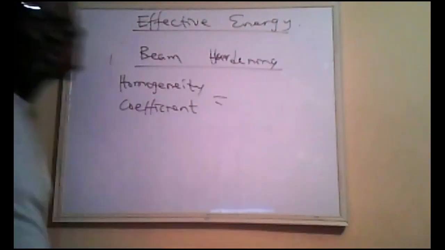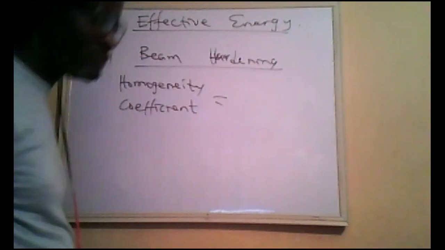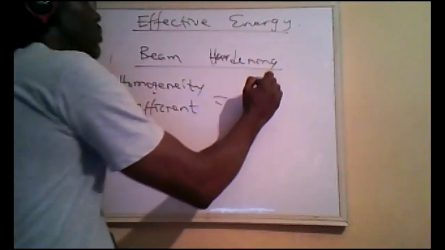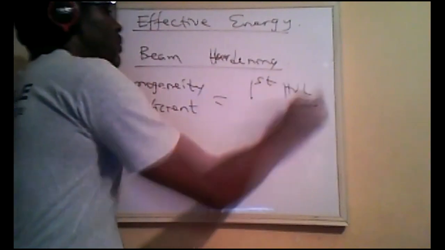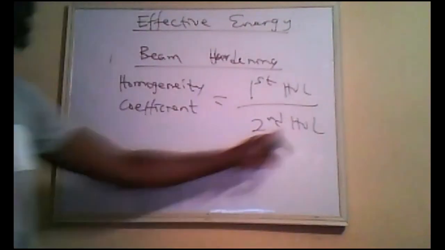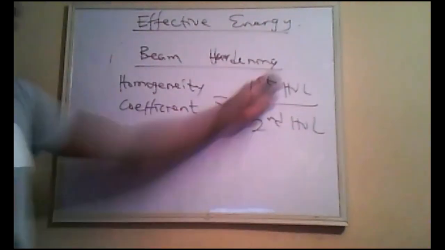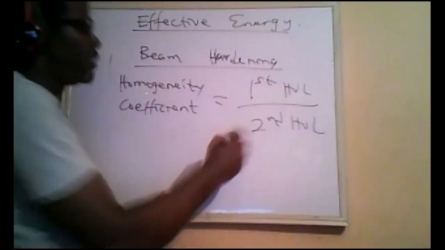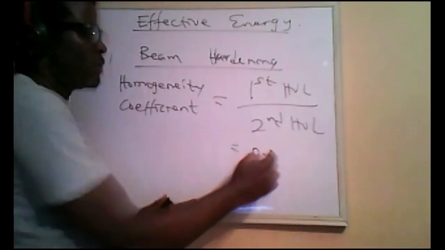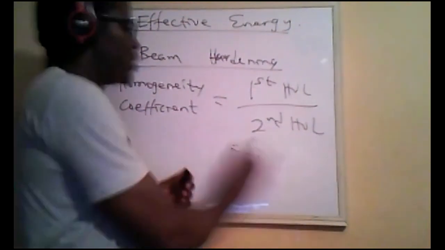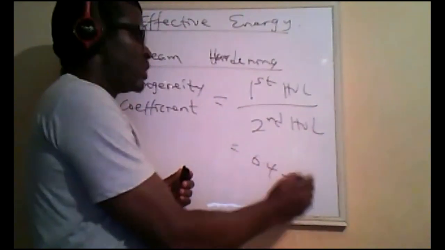This has got to do with the first HVL over the second HVL. And of course, the second HVL is always greater than the first HVL. So that is why you always have a particular factor. For most diagnostic ranges, the homogeneity factor is from around 0.4 to around 0.75 or 0.8.